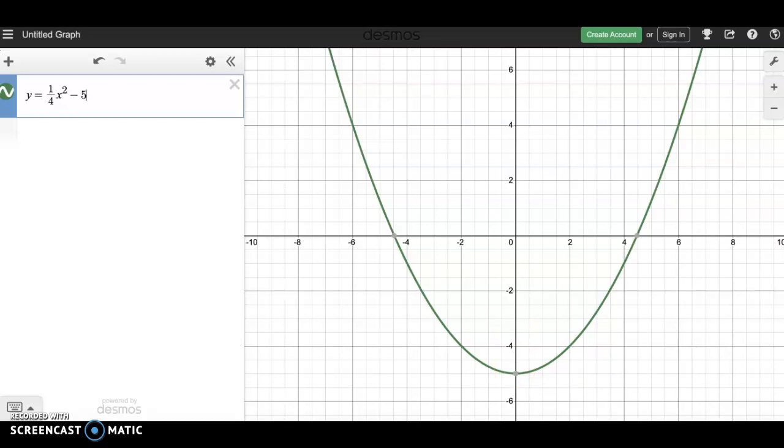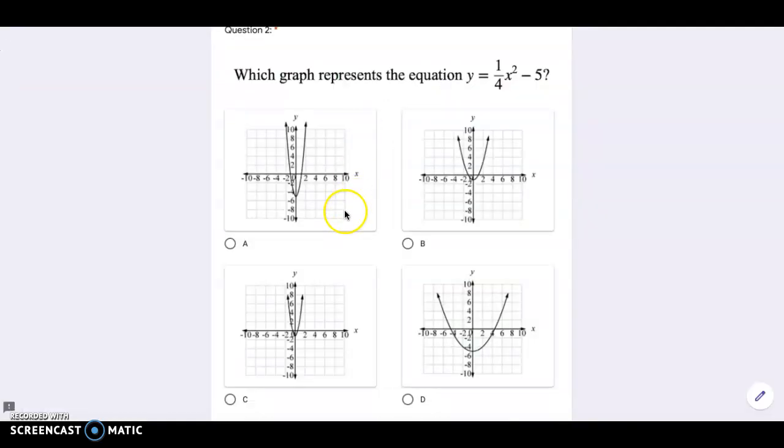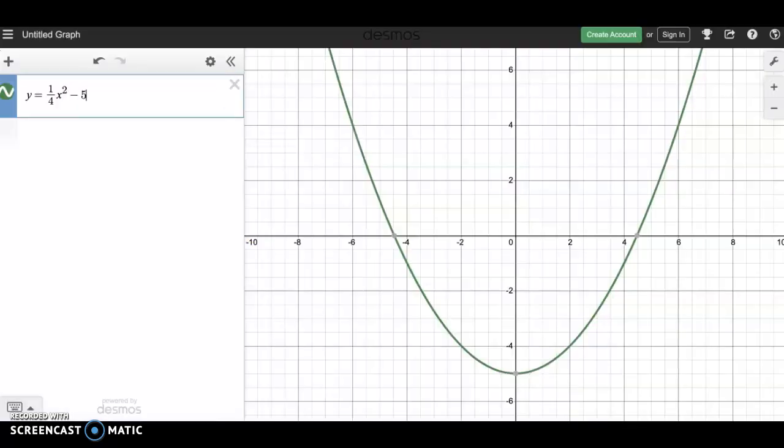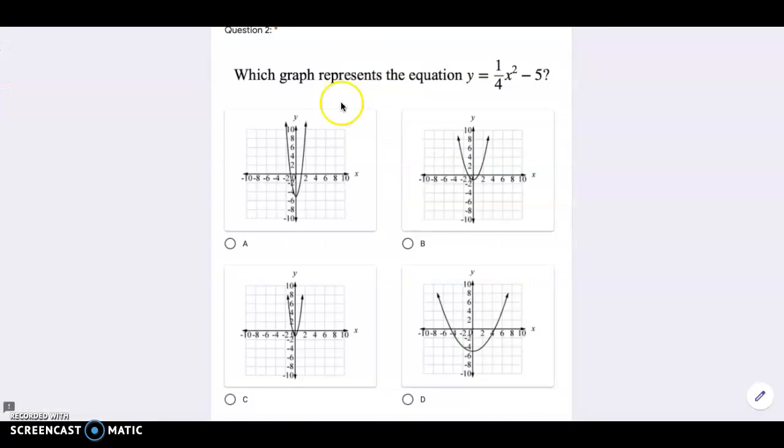Let's start with the vertex and look at these other graphs, okay? So do we have to eliminate A, or could we not eliminate A? Okay, the vertex is (0, -5), so that's kind of right. But let's look at the graph here. Was it narrow? No. It was wide. So it's definitely not A, okay?